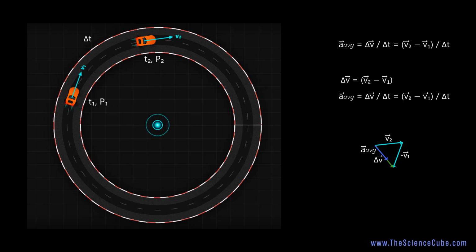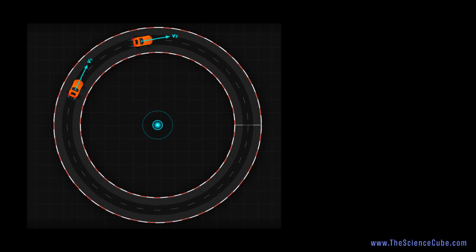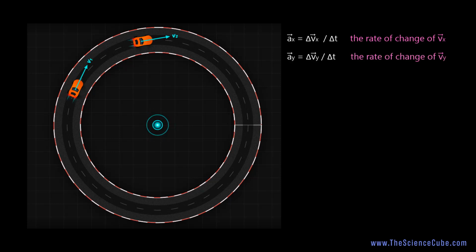And before we go further and look at a single instant, that is acceleration at a point in time, let us see how the acceleration breaks into components, because this is what makes 2D problems tractable. So just as we break velocity into x and y components, we break acceleration into x and y components. That is, ax is equal to delta vx upon delta t, the rate of change of vx, and ay is equal to delta vy upon delta t, the rate of change of vy.